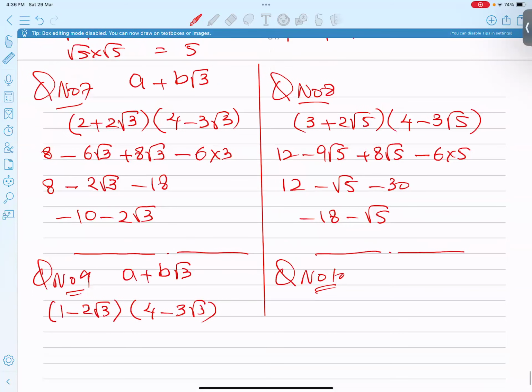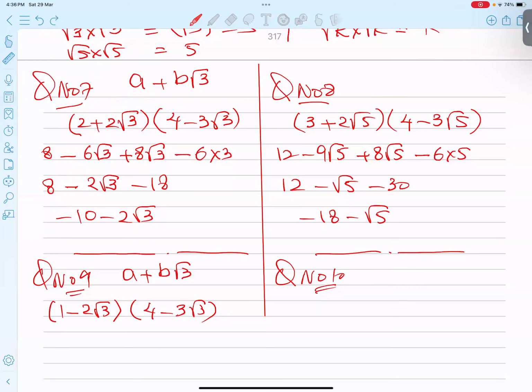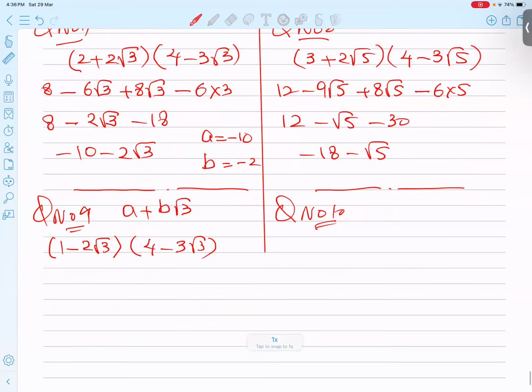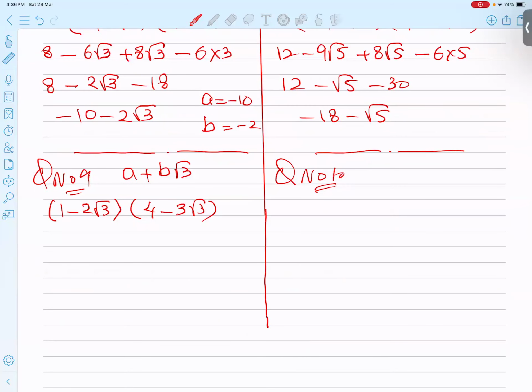But if I ask you what is a, you say, sir, a value is negative 10. What is the b value? Don't say 2. You must say negative 2. Sometimes he may ask these values. So take your time. And one more question. This time I'm giving you 2 questions, okay? And you will solve like that.